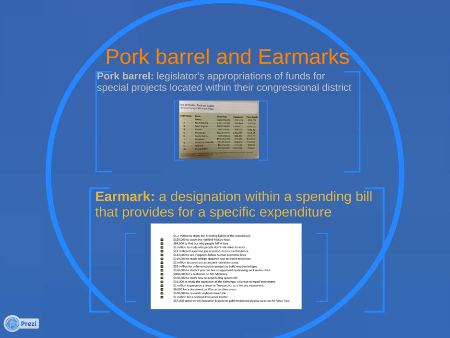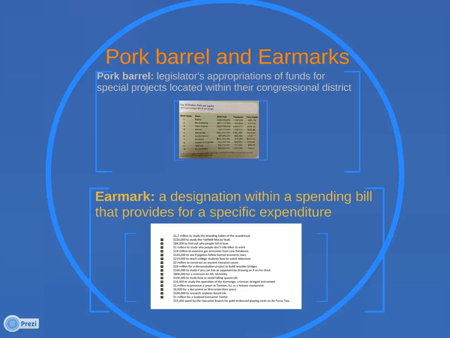Members of Congress also represent their constituencies through pork barrel politics. Pork barrel, also simply called pork, refers to legislators' appropriations of funds for special projects located within their congressional district. Because pork brings money and jobs to a particular district, legislators who are seeking re-election work aggressively to secure monies for their states or districts to bring home the bacon.